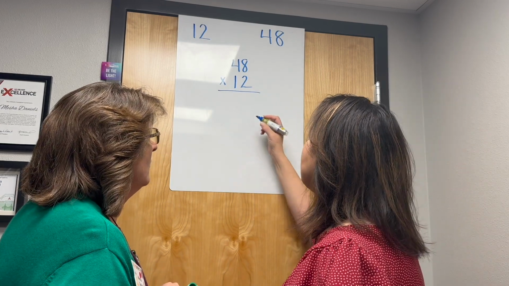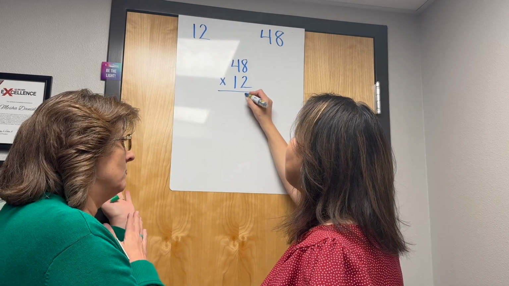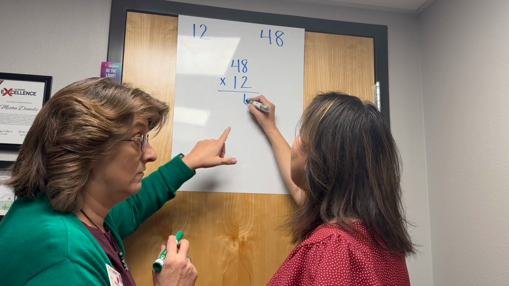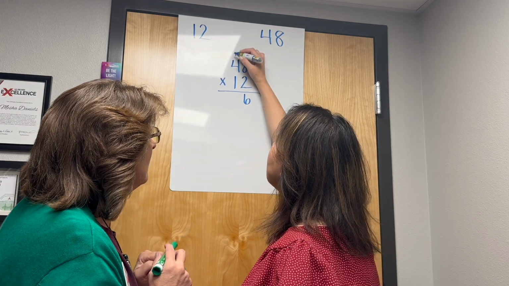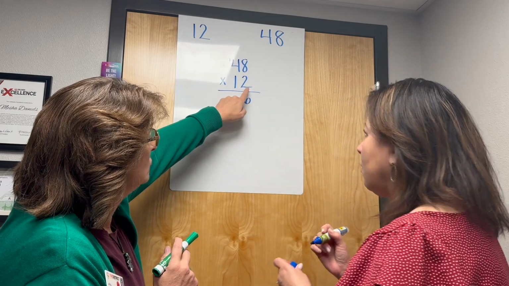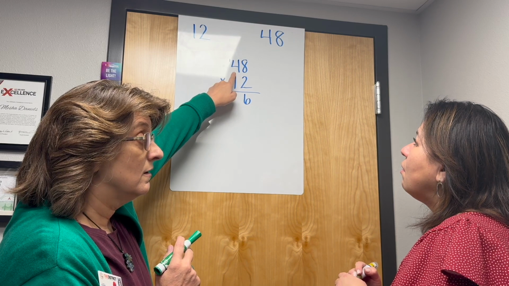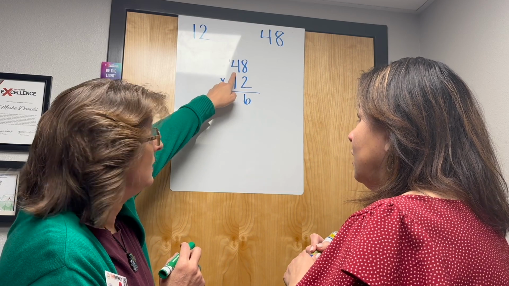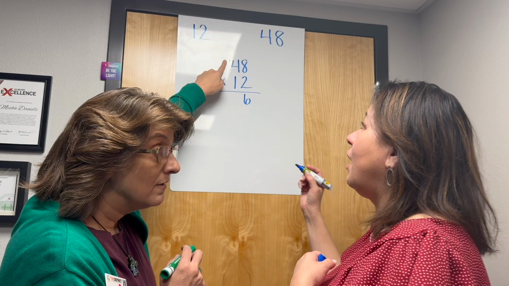You remember how we have to carry the 1? Oh, yeah. Where are you going to carry the 1 to? You're going to carry the 1 up over here. Okay. So now we have 2 times 4. 2 times 4 is 8, plus 1 more, 9.